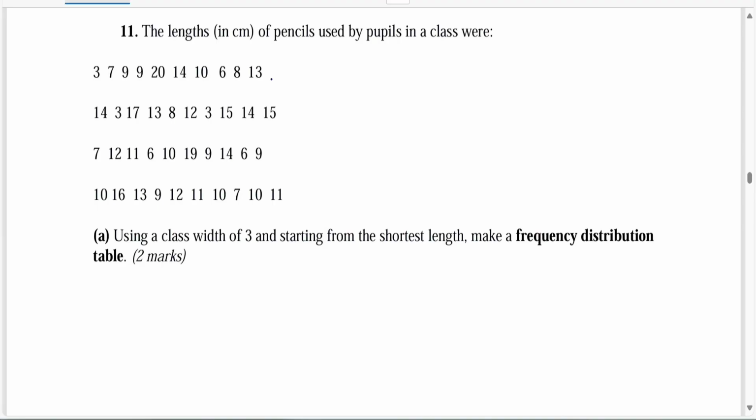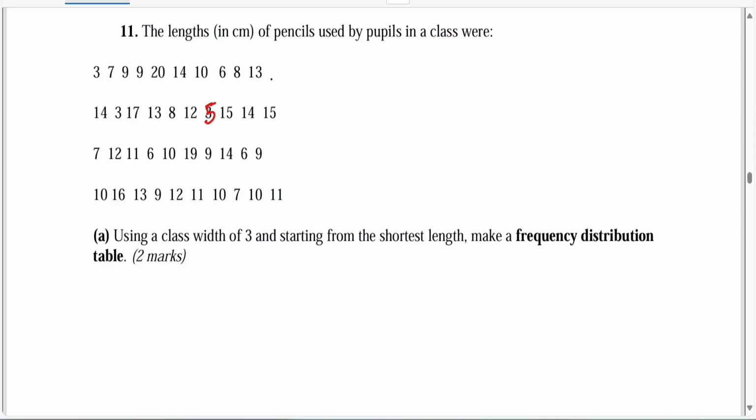Swali nasema the lengths in centimeter of pencils used by pupils in a class were as follows. The numbers that you see here. Question A is saying, using a class width of 3 and starting from the shortest length, make a frequency distribution table. Which is just 2 marks. I don't think it's 2 marks, because I think it's more. Okay, there's just one thing that I need to rectify, and that's a number. That's just one number, but I don't think it will matter a lot. But I have 3, you need 5, but I don't think it'll change much.